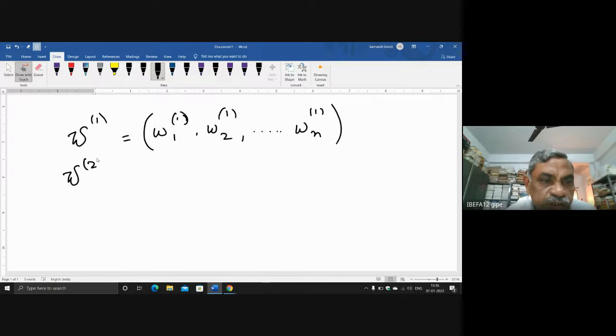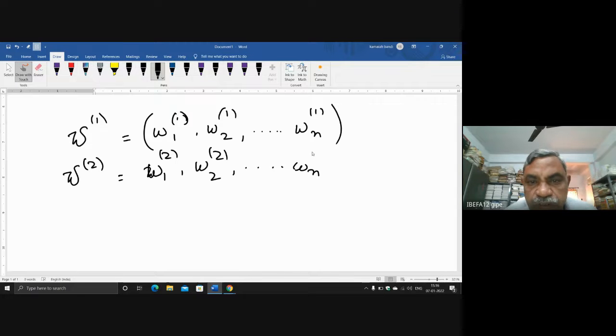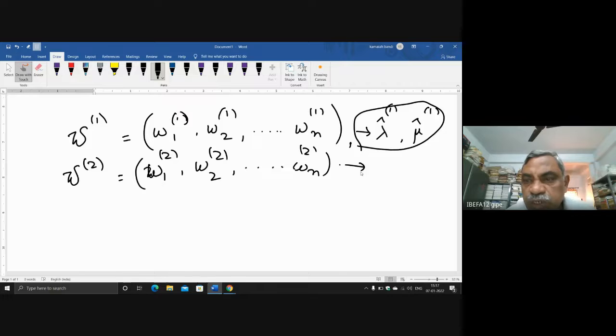There is another solution, W2, equal to W12, W22, and so on, up to Wn2. So let us pick up two solutions. Along with these two solutions, when you run the minimization program, you will have two more, that is lambda hat and mu hat. These are the Lagrange multipliers. Those who are technically inclined may quickly grasp this. Anyway, ignore this part about the Lagrange multipliers. Lambda hat and mu hat are associated with each solution. For the time being, you just ignore that.